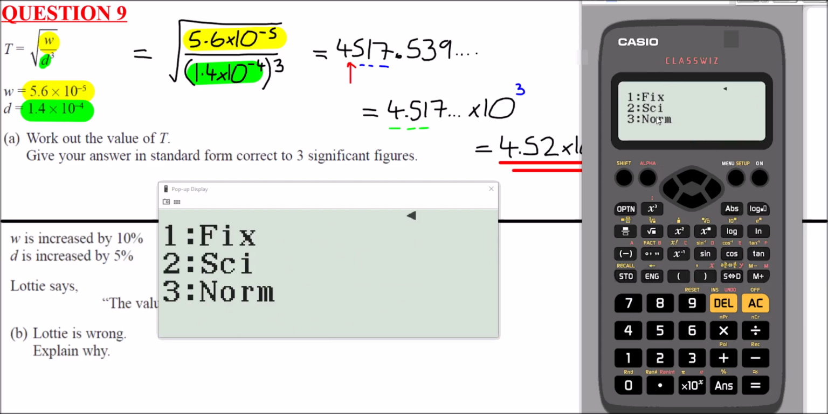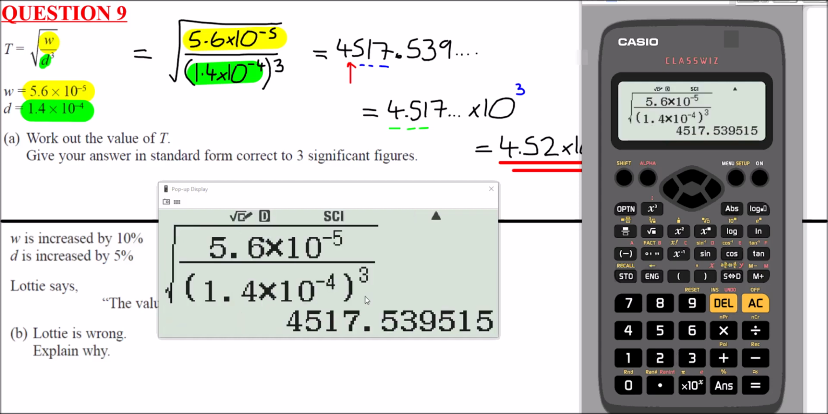Standard form is a scientific type of number format. So we press 2 for Sci. That essentially stands for standard form. Just think S for standard form. So press 2. That says 0 to 9. That tells you how many significant figures you want your calculator to give the answer to. So in our case, we wanted it to 3 significant figures, so press 3. Nothing's changed, you might think, but if you press equals again, just like magic, you're given the answer exactly as you need. 4.52 times 10 cubed.